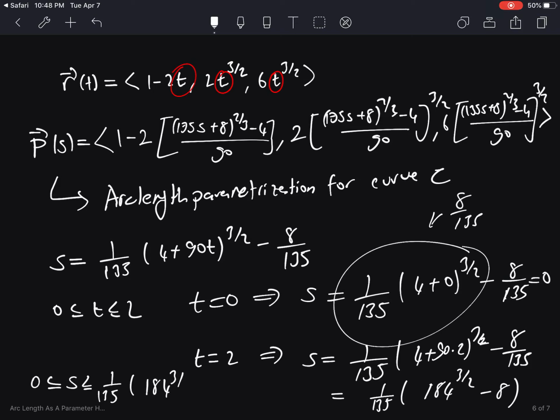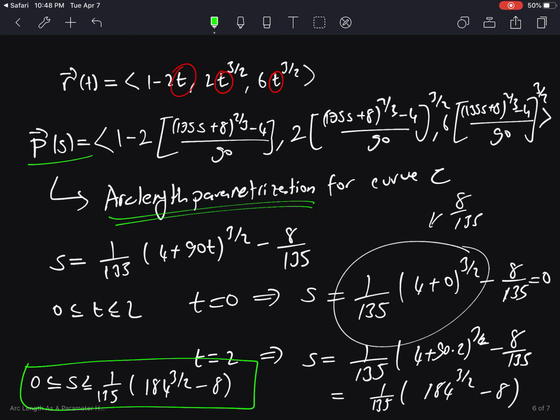So this is the interval for s for this arc length parameterization here. Now this finishes the first part of the question. We have our arc length parameterization, and we have the boundaries of the arc length parameter here. So that's how we solve the first part.